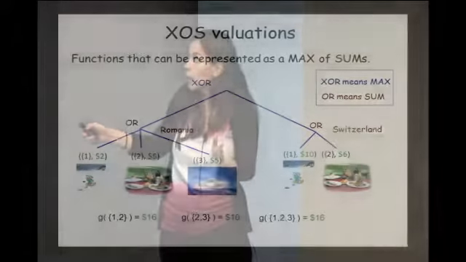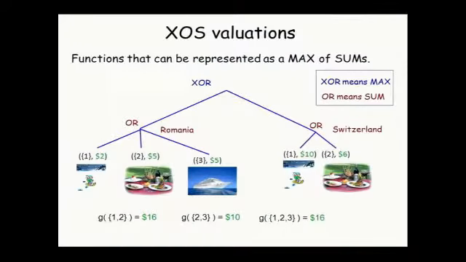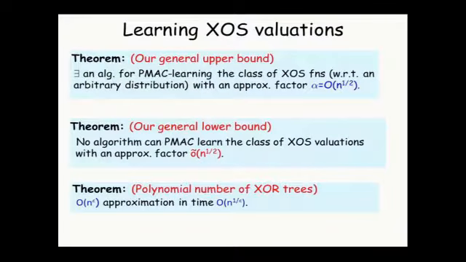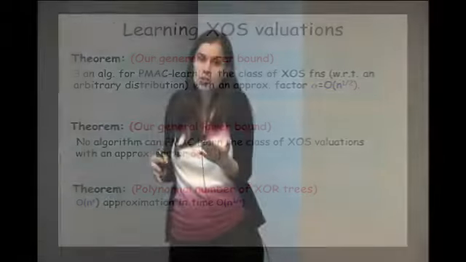More specifically, what we show is that if the target function has at most r trees in its representation, so again, this is how an XOS evaluation looks like, then we get an r to the epsilon approximation in time n to the 1 over epsilon. And again, this is for any constant epsilon. So the smaller the approximation factor gets, the larger the running time gets.